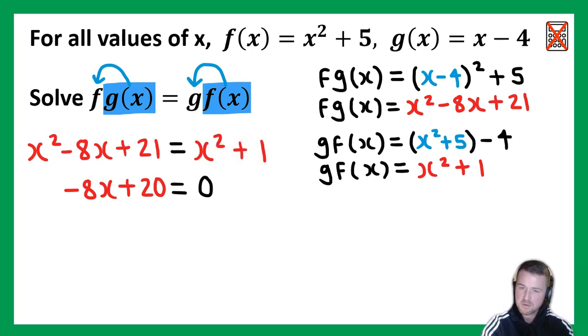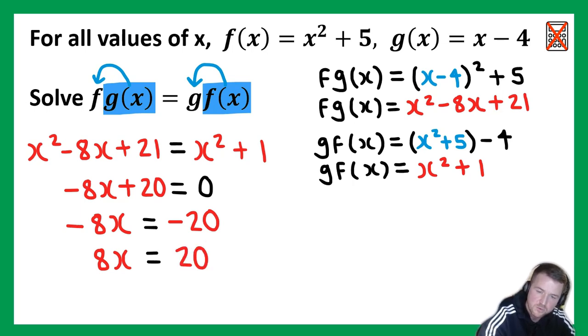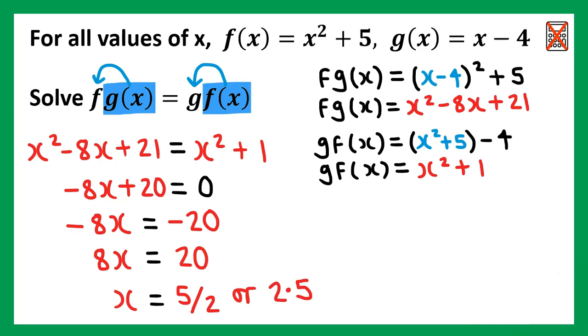I thought I might end up with a quadratic equation that needed to be solved here by making it equal to 0. But actually I can isolate the term that involves x, so negative 8x on the left hand side, and then take away 20 from both sides, multiplying through by negative 1, 8x is equal to 20, and then dividing through by 8 to leave me with my solution for x, which is 5 over 2, or 2.5.